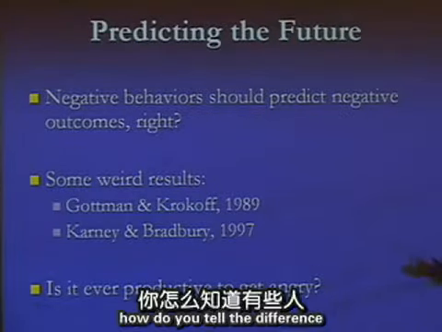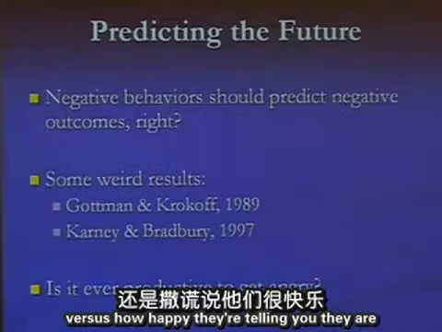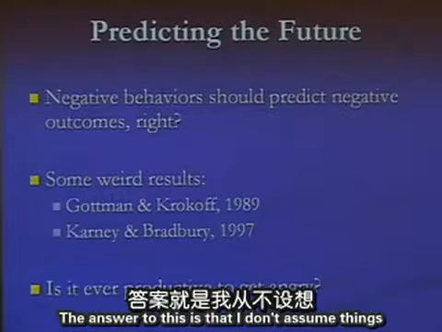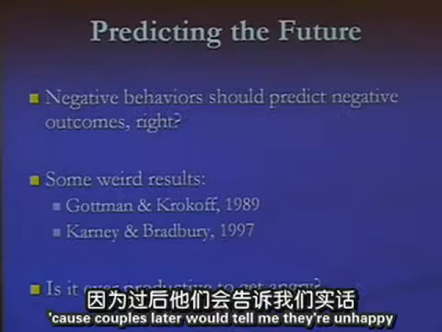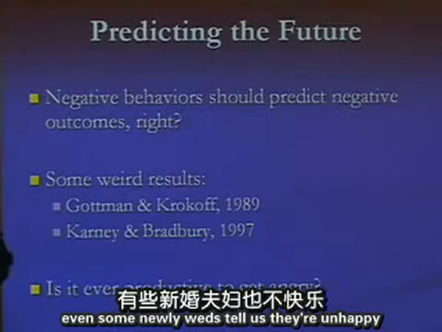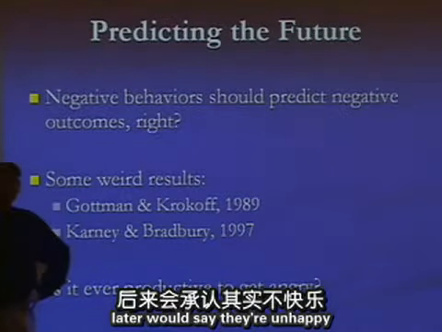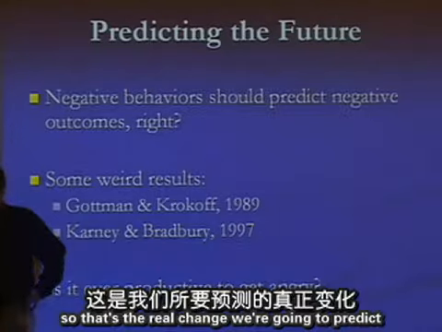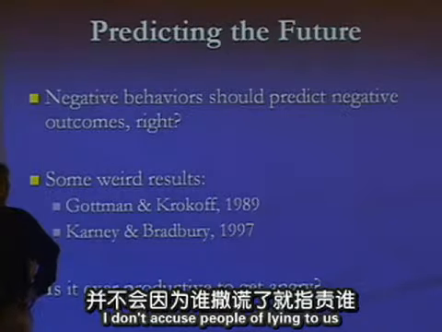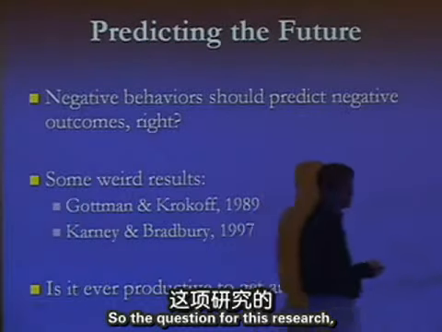Leo's question is, how do you tell the difference between how happy they really are versus how happy they are telling you they are? And my answer to that is, I don't distinguish between those two things. If they tell me they're happy, I believe them. Because couples later will tell us they're unhappy in a second. And even some newlyweds tell us they're unhappy. But if you follow them over time, the same couples will tell you they're happy and later will tell you they're unhappy. So that's a real change that we're trying to predict. I don't accuse people of lying to us somehow. I don't see a point in it. It's a fair question.